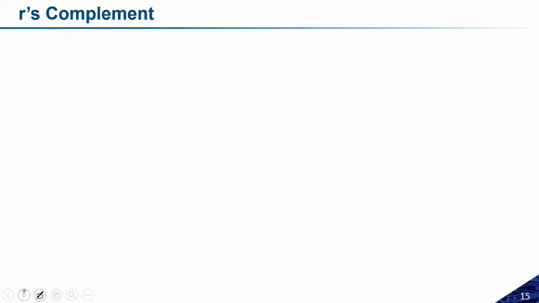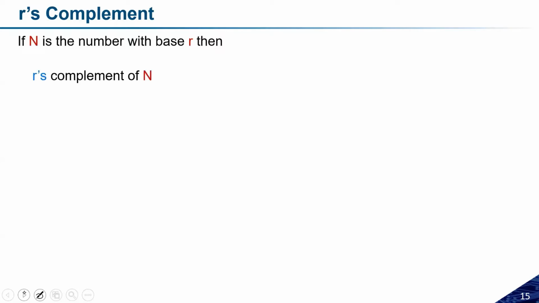Now let us talk about how we can calculate the r-1's complement and then the r's complement. Suppose n is a number with base r. If I have to calculate the r's complement of this number n, then it will become 0 if n is equal to 0. This is true, so there is no problem with this one. And the r's complement can be calculated with the help of this formula if n is non-zero.